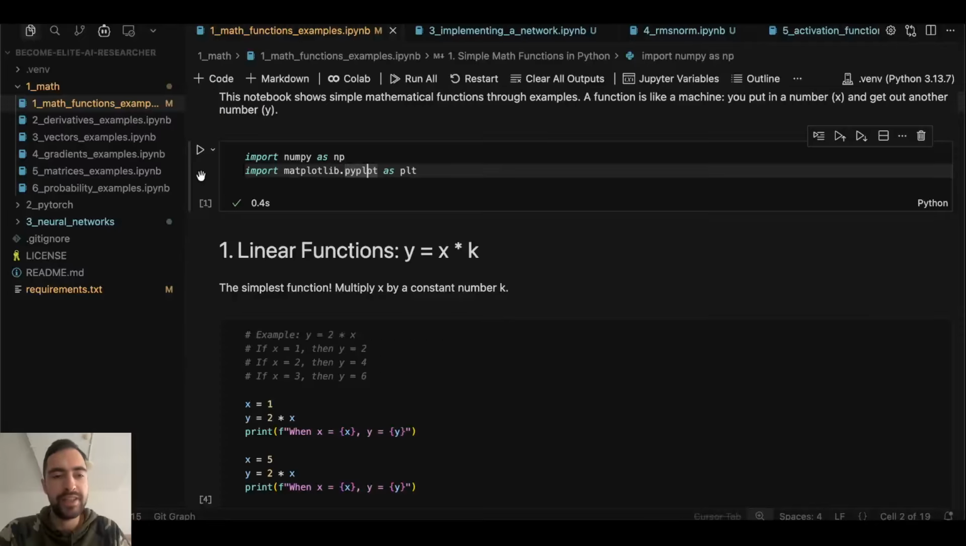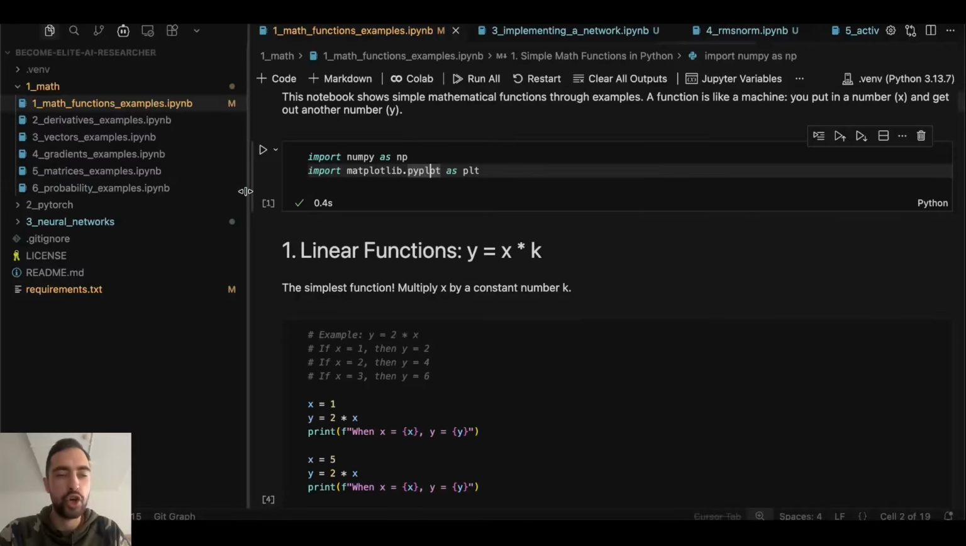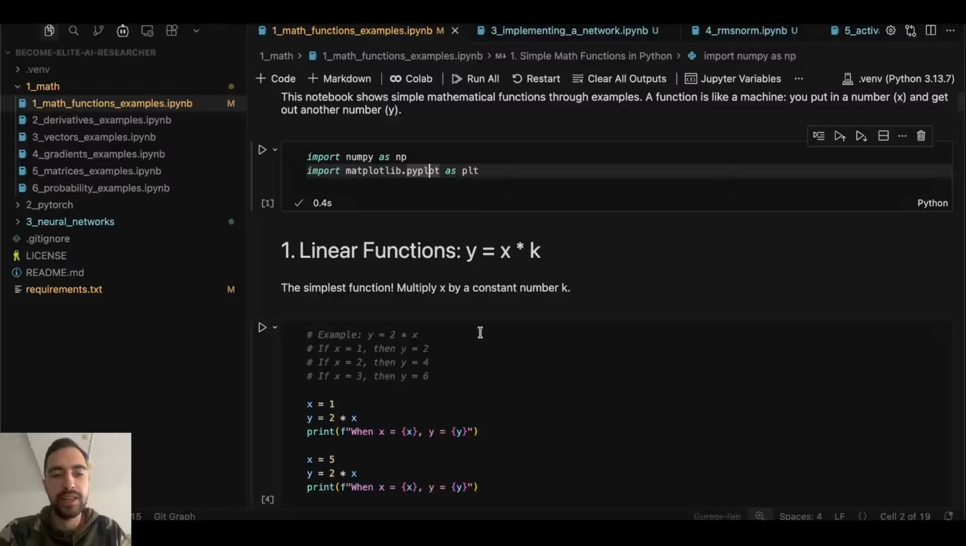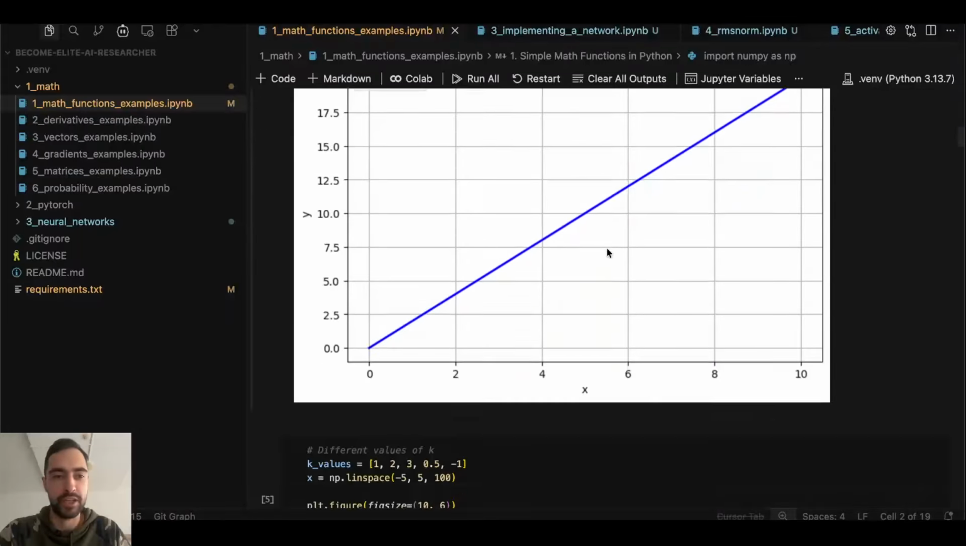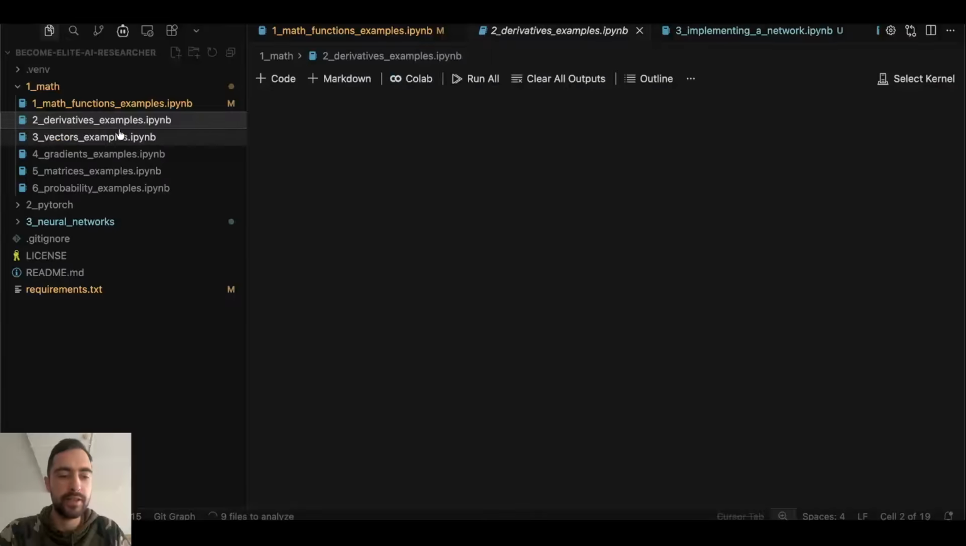Now that you have everything set up and installed, I will show you the curriculum. First, we're gonna learn functions. These are math functions, not Python functions, but math functions. Then derivatives.